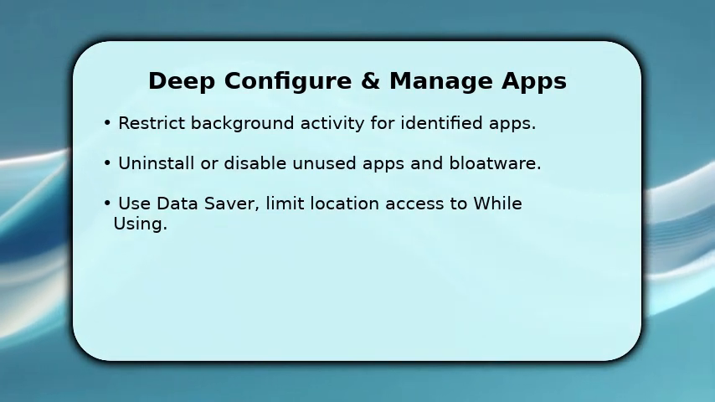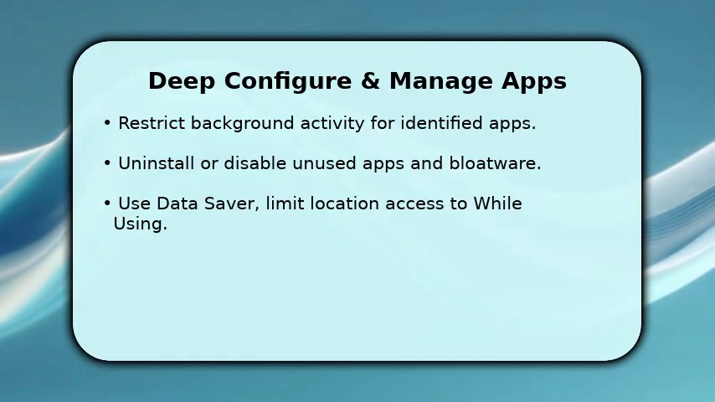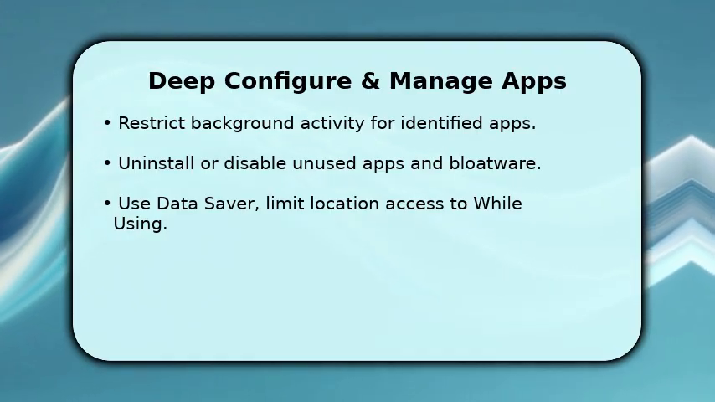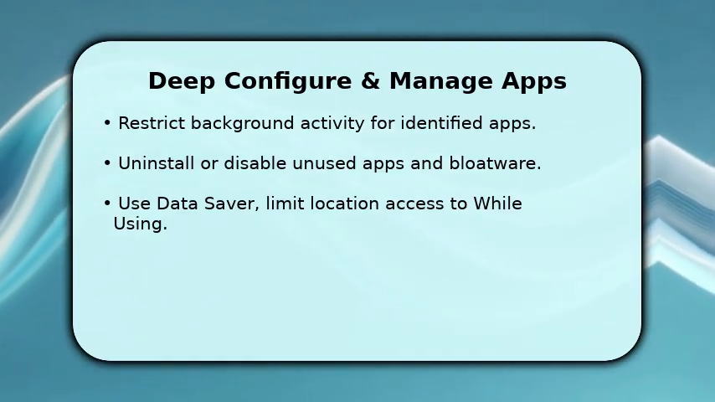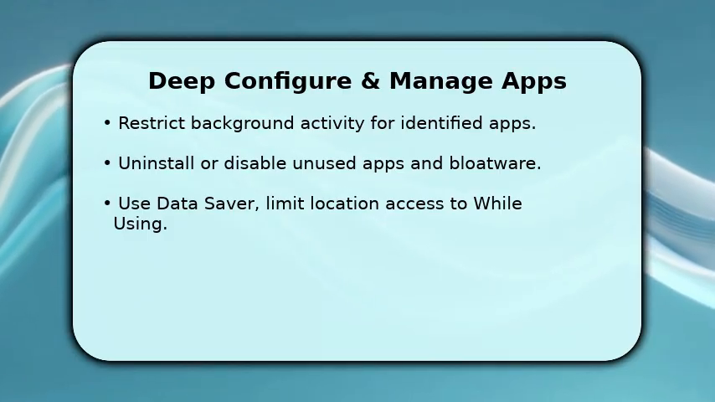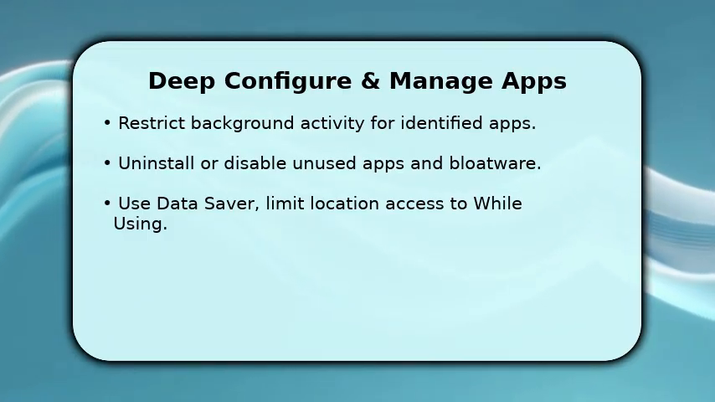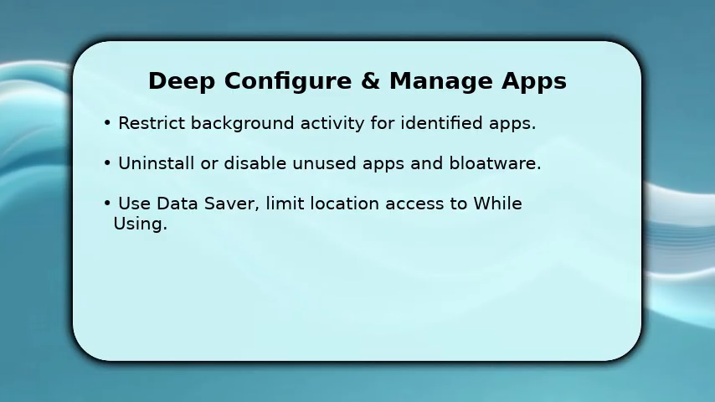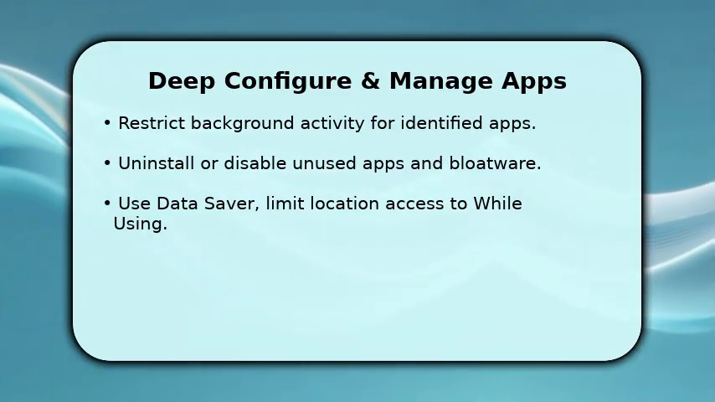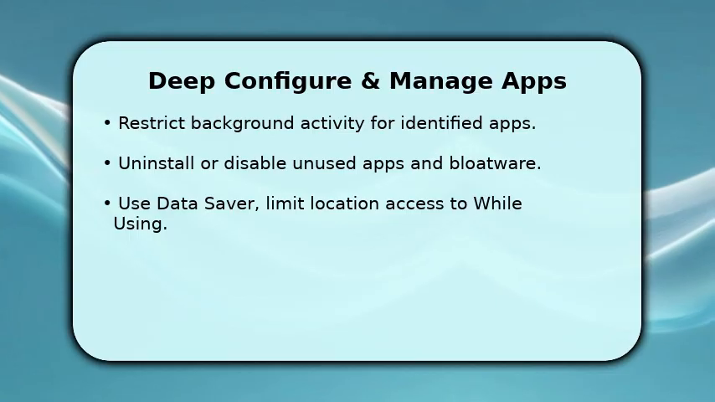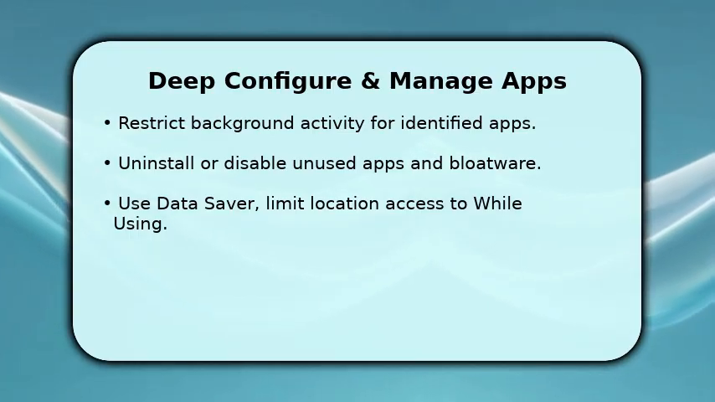Force stop, restrict background activity, or change permissions to prevent waking. Uninstall or disable apps you never use that cut services and syncs. Use Data Saver and set location permissions to while using to avoid GPS wake-ups. Also review sync schedules. Switch push email to manual or longer intervals. Make sure to test each change for a day.